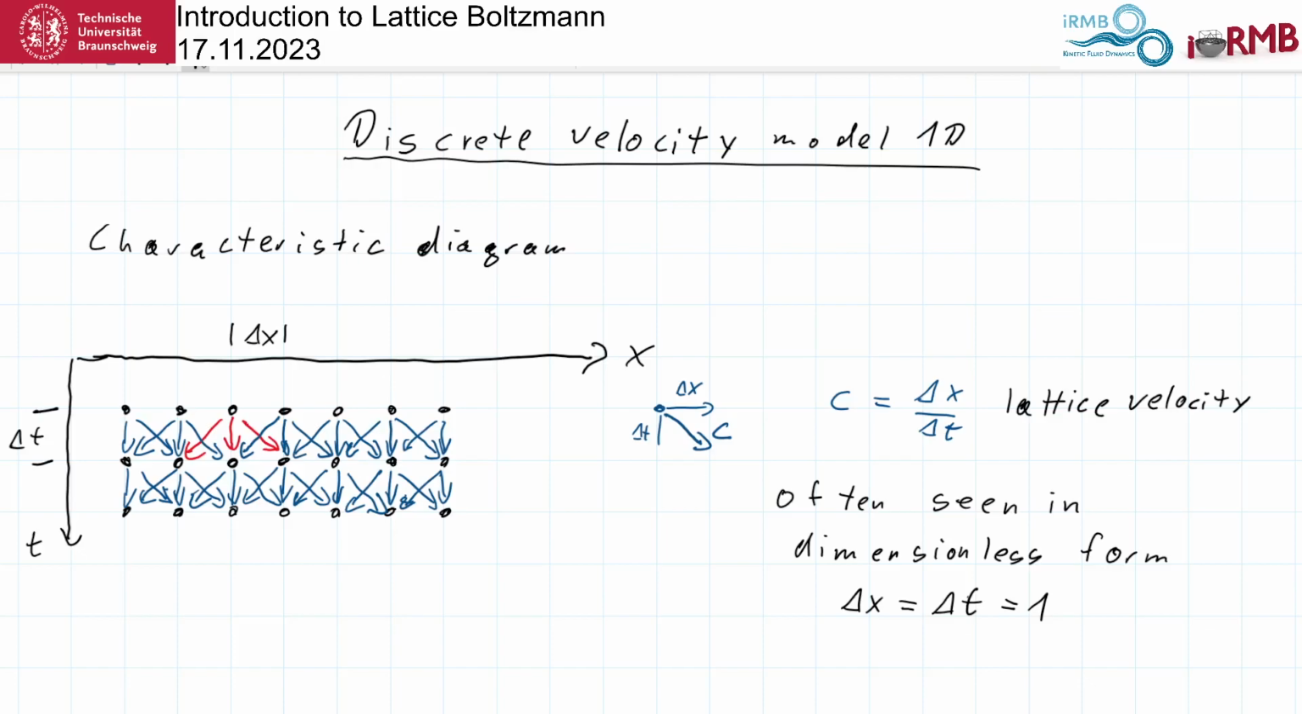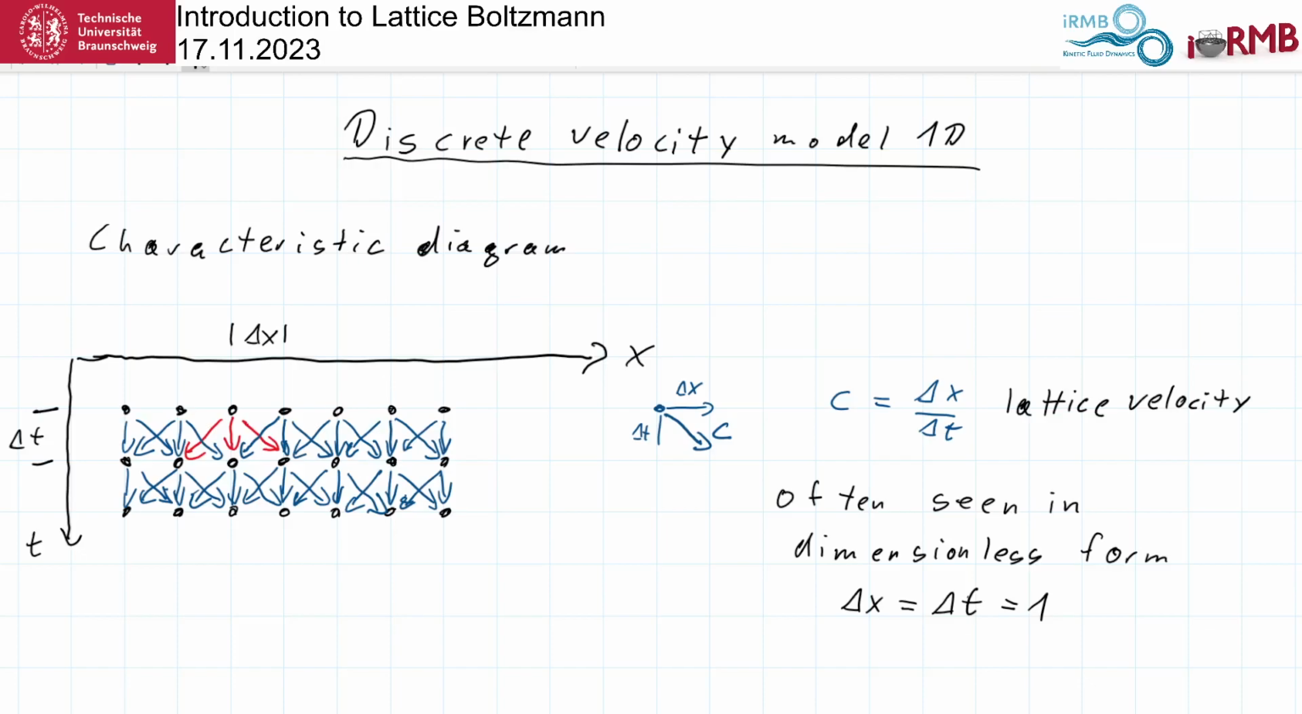So you're never allowed to actually use velocity in meters per second in a Lattice Boltzmann method. This will completely crash your code. It's not possible, because of the assumption that delta x and delta t are always equal to 1.